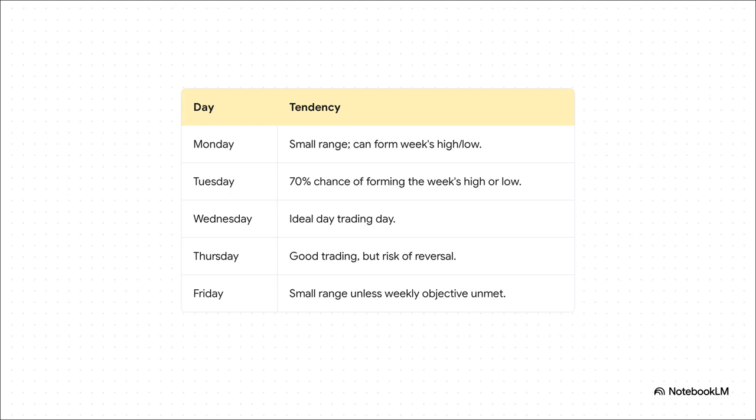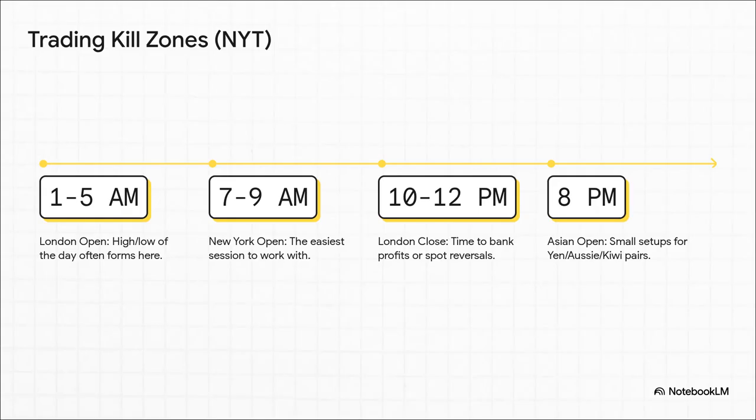That makes Wednesday a fantastic day to trade because you have all that context. Thursday's also pretty solid, but you've got to watch out for potential weekly reversals. And Fridays tend to wind down, unless, of course, the market still has some unfinished business from earlier in the week. And it gets even more specific than that. We don't just trade whenever we feel like it. We focus on specific windows of time, what ICT calls kill zones.